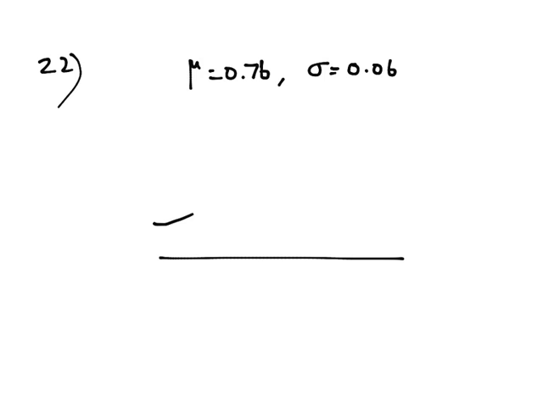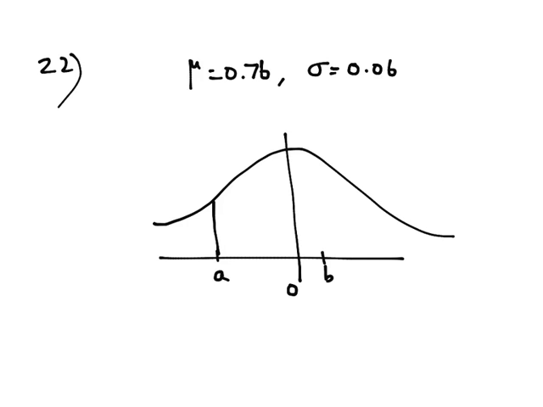It's given that reaction times of human beings are normally distributed with a mean of 0.76 seconds and a standard deviation of 0.06. So mu is 0.76 and standard deviation is 0.06. Now, there's a graph here, so I draw it here. This is the standard normal curve. This is 0. Here we have B and here we have A, and this part is shaded.